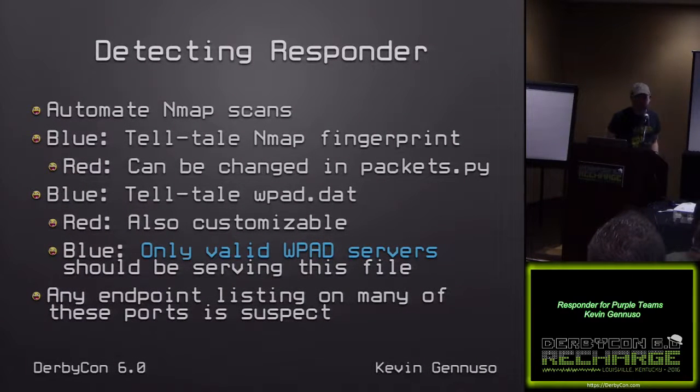All right. So to detect it, automate some Nmap scans. From the blue team side, Responder has a very telltale Nmap signature. It looks like nothing you've ever seen. For the red team, yeah, you can modify that and make it look like anything you want. Blue team, there's also a very telltale wpad.dat. Again, it can be modified. But why would you ever have some endpoint out in your world serving up WPAD unless you told it to? So just look for those kinds of instances.